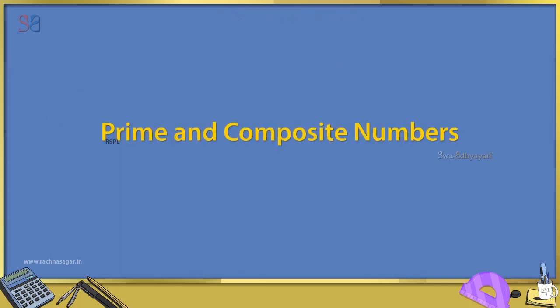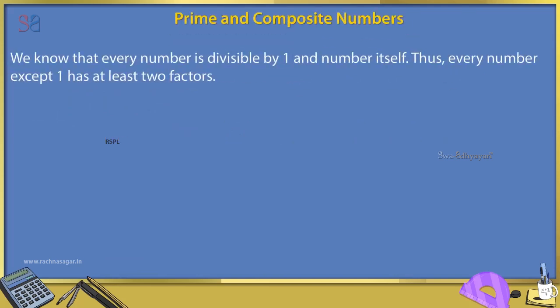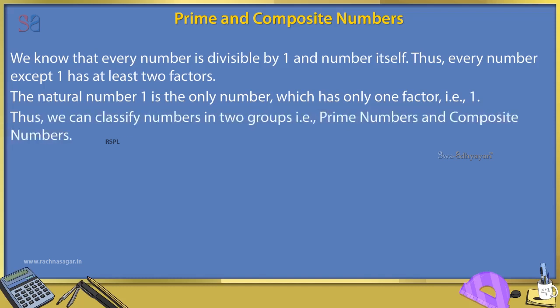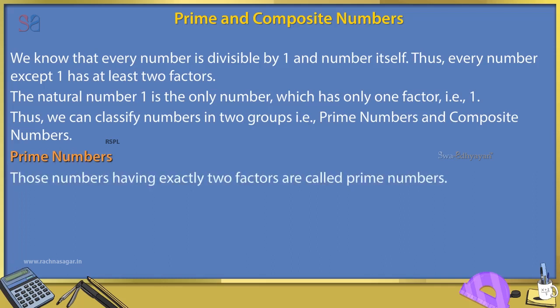Prime and composite numbers. We know that every number is divisible by 1 and the number itself. Thus, every number except 1 has at least 2 factors. The natural number 1 is the only number which has only one factor, that is 1. Thus, we can classify numbers in two groups, that is, prime numbers and composite numbers. Prime numbers. Those numbers having exactly 2 factors are called prime numbers.